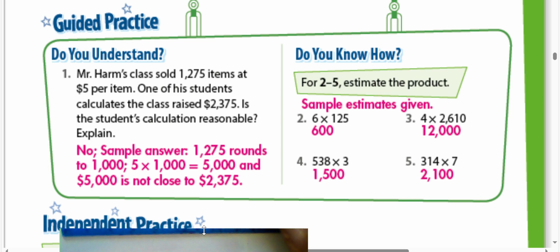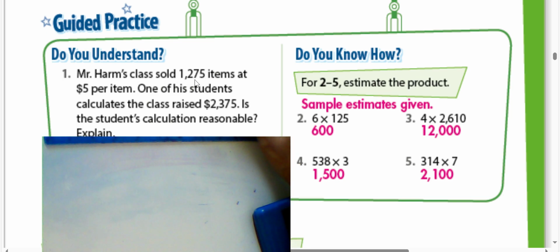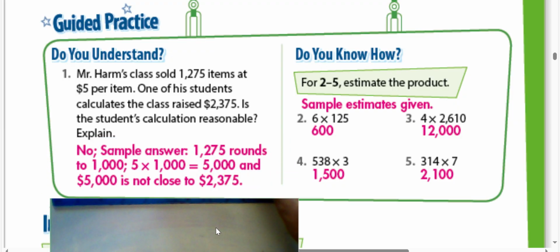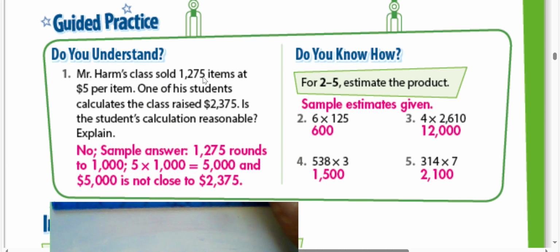Mr. Hermes's class sold 1275 items at $5 per item. One of the students calculates the class raised 2375. To check whether the student's calculation is reasonable, we can find the product of 5 and this number. One student calculates the class raised 2375. We can write the number here: 1275 approximated to 1000. 1000 times 5 will be 5000. So the result is not near the number, so we must write no.